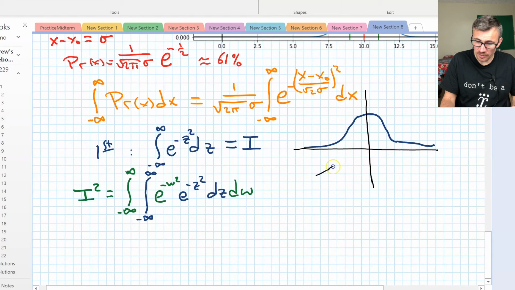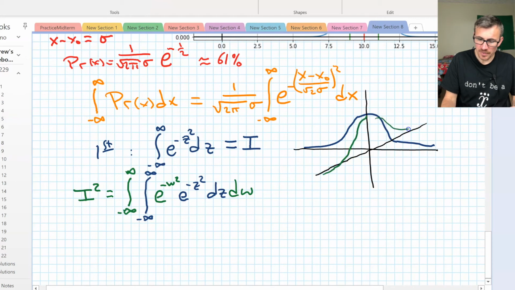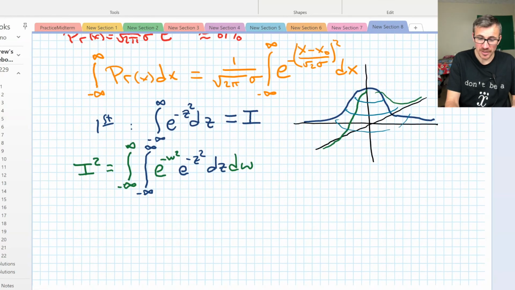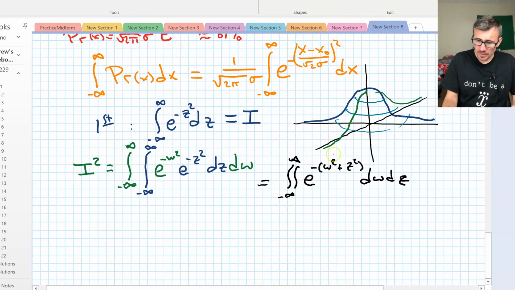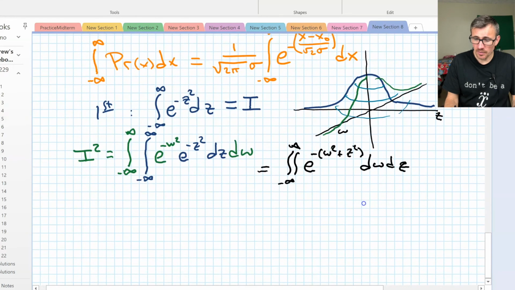Let's draw this now. What are we actually integrating? We're integrating something along the other dimension here. So the square of it, we're integrating a surface like this. That's what this function of two variables looks like that we're actually integrating. So let's rewrite this. And what are our coordinates here? Well, we have w and z. And notice that this integral, when we look at it, it's rotationally symmetric. If we find it for one angle, it's the same for all angles.